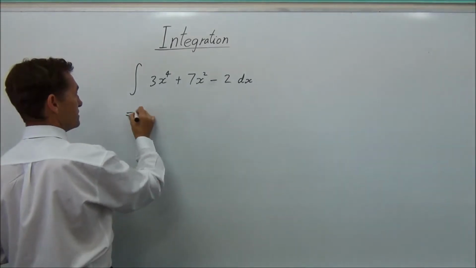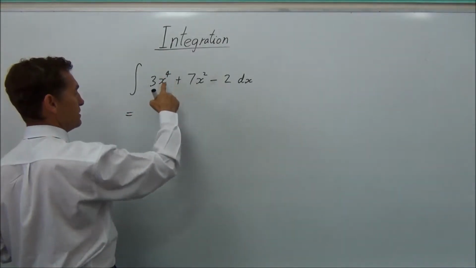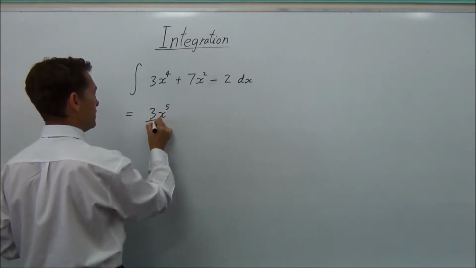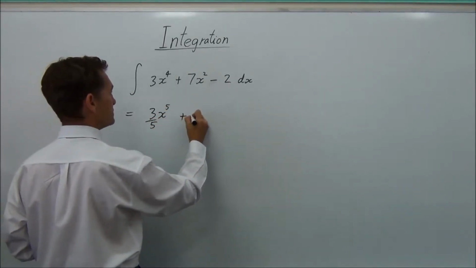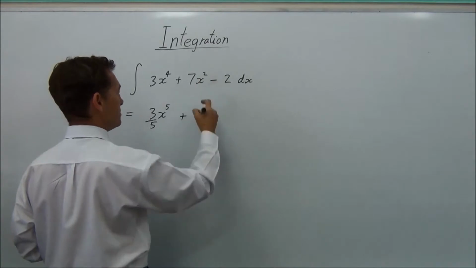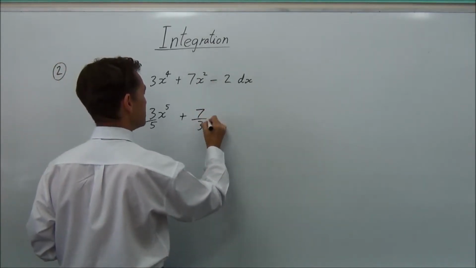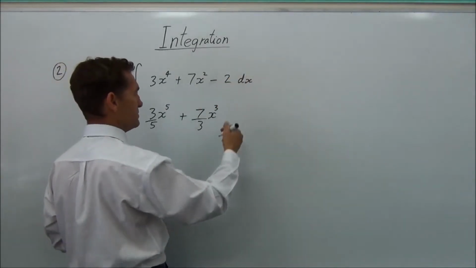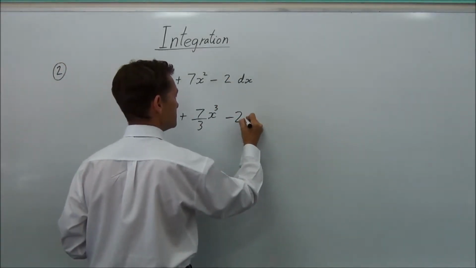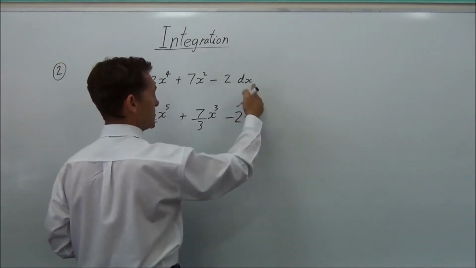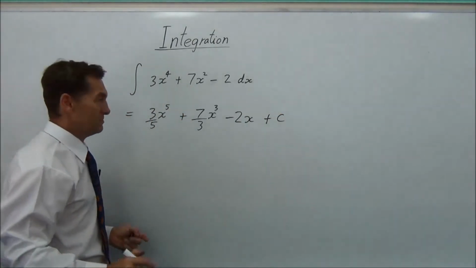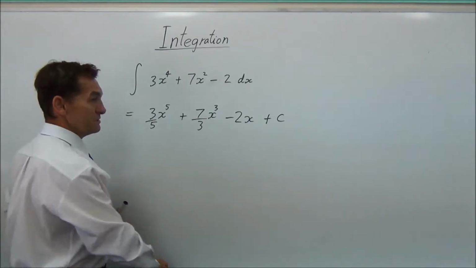So I'm going to raise this to a power, the new power underneath, so I'm going to get 3x to the 5 over 5 plus, raise this to a power, new power underneath, I'm going to get 7 over 3 x to the 3. And raise this to a power, because it's a number, it's going to just be x plus c. And that's it. You're done. Okay? So let's do another one.